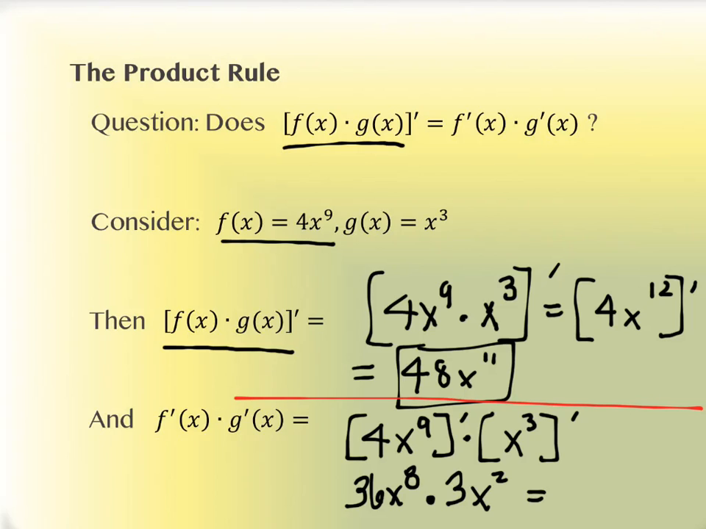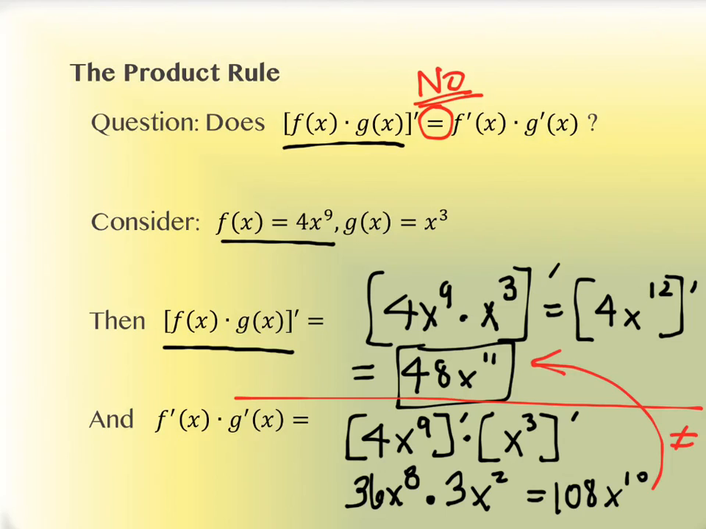So what happens when the 36 and the 3 are combined? It is 108. And what happens when the x to the 8th and the x squared are combined? Right. And is that the same thing as we had before? It's not. This and this are not equal. So back up here, the question is, are they equal? And the answer is no. It doesn't work. I showed a specific example where it failed.